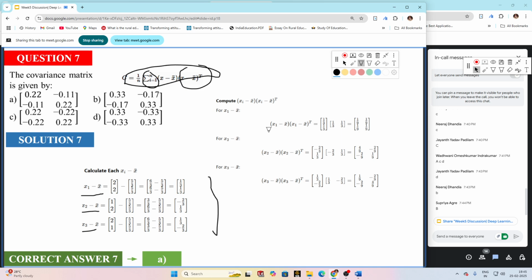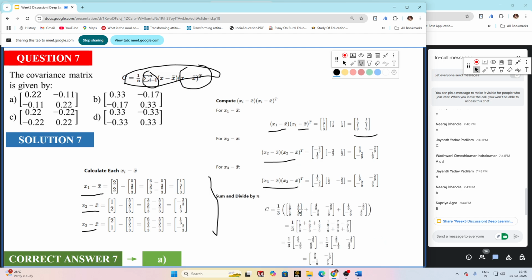Your x1 minus x bar and x1 minus x bar transpose will be equal to this. This will be your x2 minus x bar, x2 minus x bar transpose. This will be your x3 minus x bar, x3 minus x bar transpose. If we add all this, we will get this, and then we have to divide by n. n is the number of data points. So I have just added it and then multiplied by 1/3, and this will be your answer.